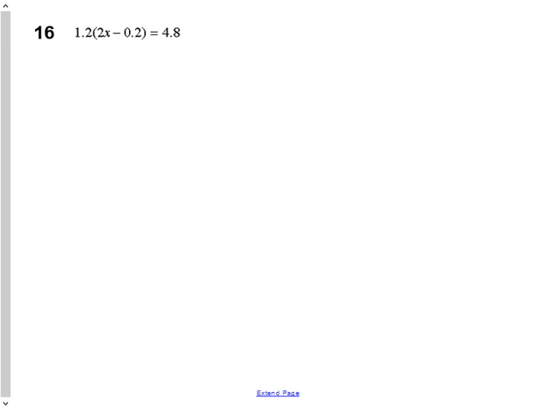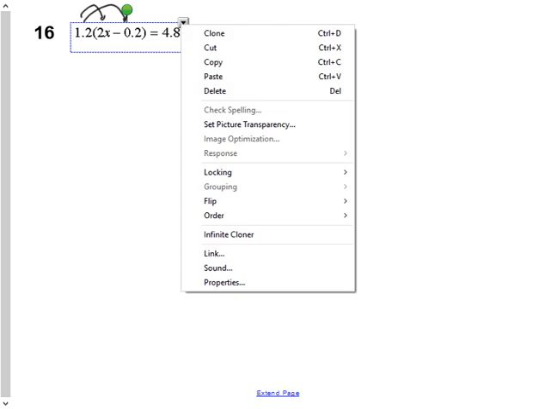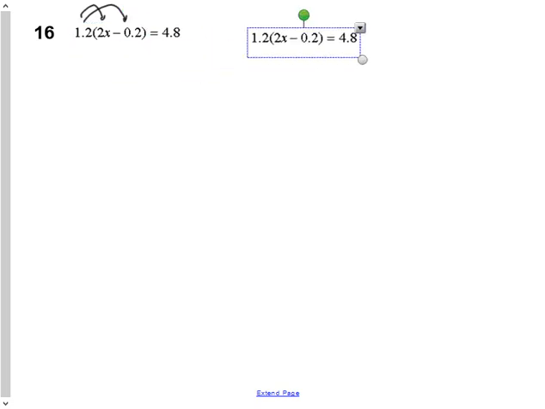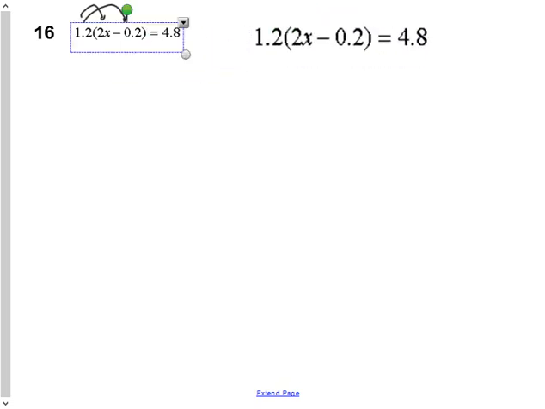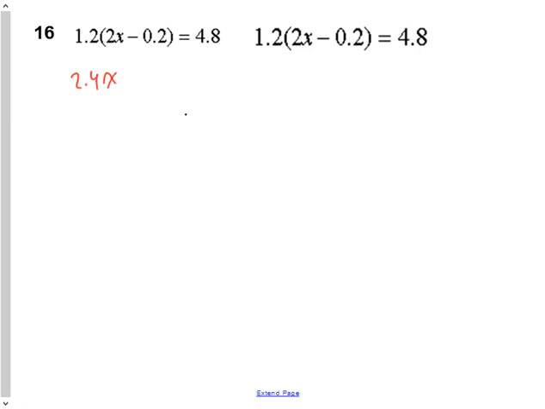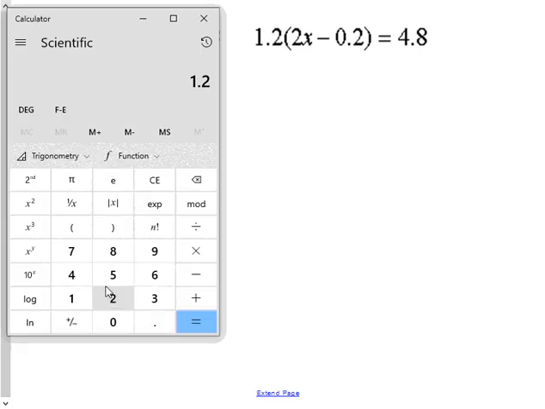Decimals are so much easier. Expand using distributive property is one way you could solve it. Alternatively, obviously, you could divide both sides by 1.2, because you learned that in grade 7. So, if I expand, 1.2 times 2x is going to be 2.4x, minus the product of 1.2 times 0.2, which is 0.24.